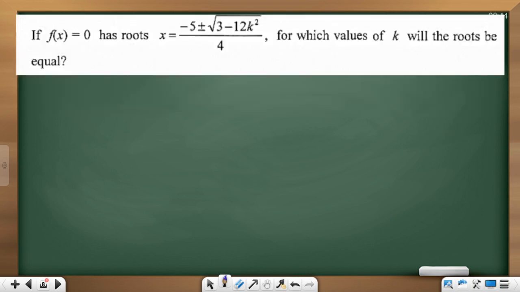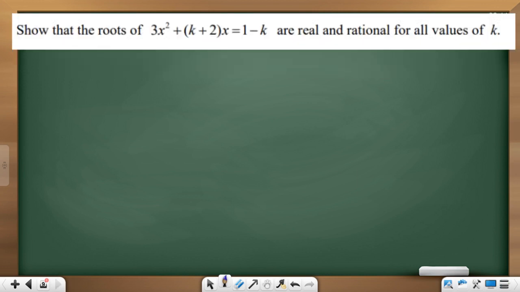Question number 2, similar. For which values of k will the roots be equal? You know what it is when we say roots are equal. You mustn't forget the conditions. The discriminant should be equal to 0. I've already done this by telling you all of that. And I hope you've taken screenshots.